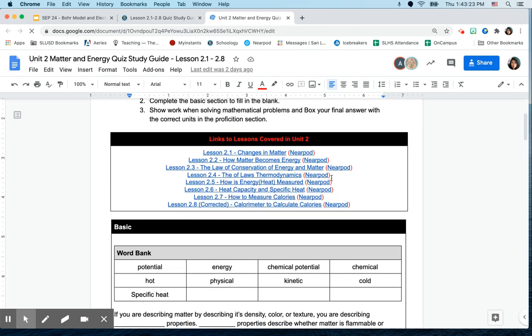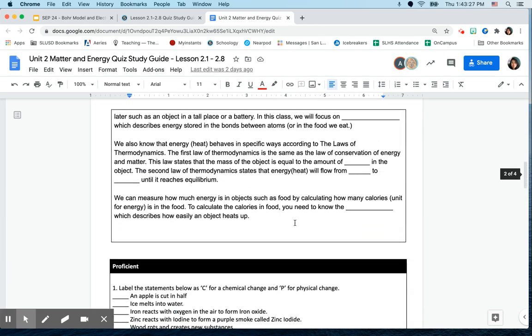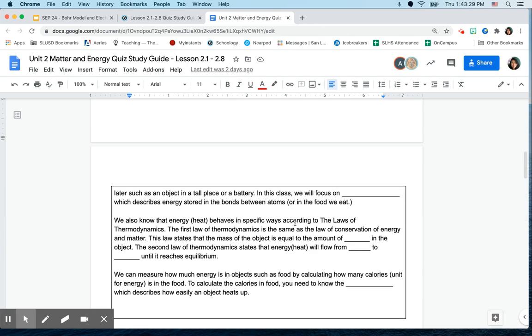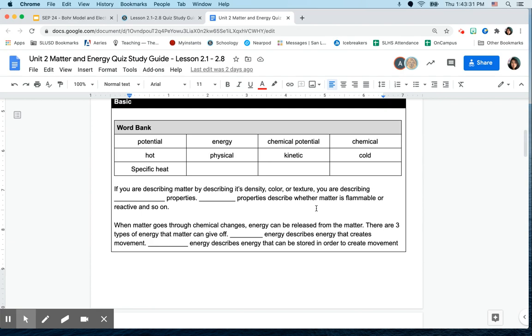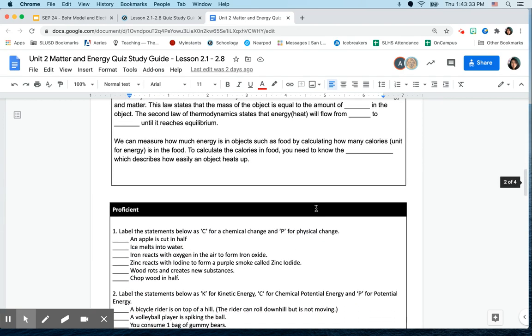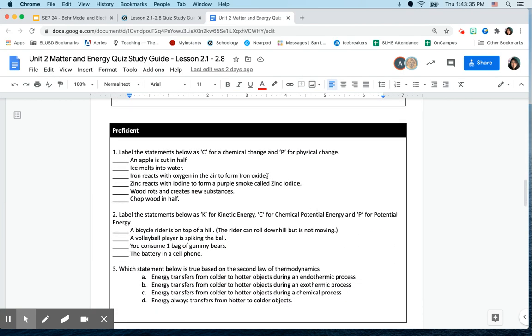I've linked all the lessons we've gone over here as well to help you out. And in your study guide, the first section has common terms that you need to know. And in the proficient section are questions you'll probably see on your quiz on Friday.